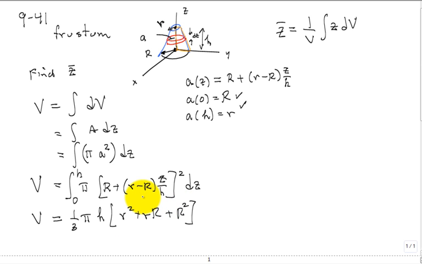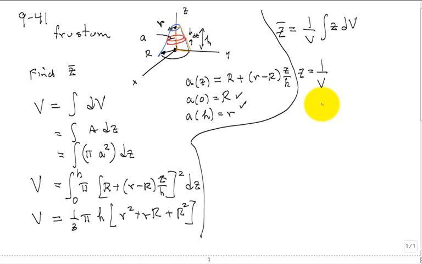Well, now, once we have that done, I don't want to erase this, so I'm just going to leave it like this. And I want to do this integral, z bar. Well, z bar is equal to 1 over V. I'm not going to repeat it, but there it is, all down there. Now I integrate z dV. Well, we set it up so it's just going to be z times pi times (cap R plus (r minus cap R) z over h), all of that squared, dz.